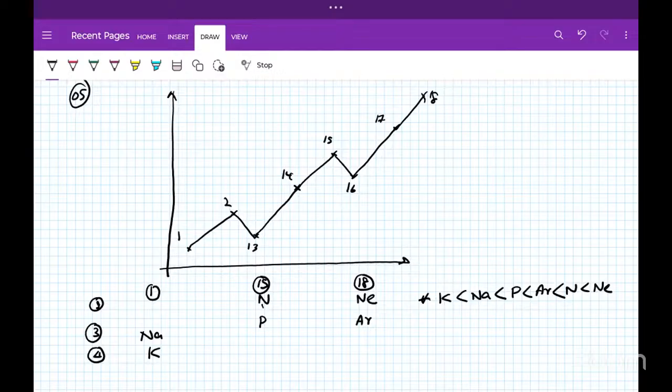So when you are given something like this, you arrange them in a periodic table sketch. So it would be easy to understand them, right?